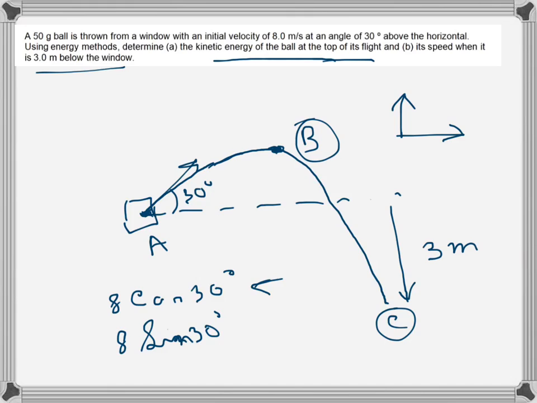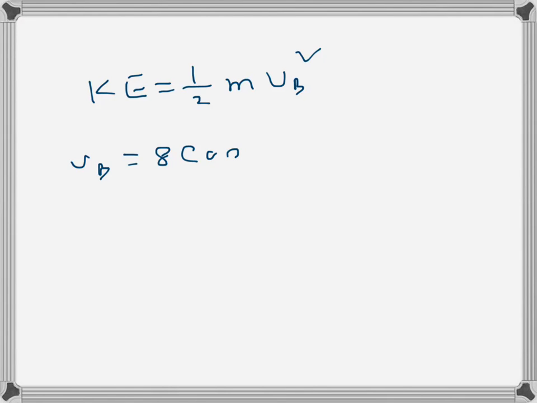The horizontal component stays the same throughout. So when it is at position B, the kinetic energy is KE equal to half m vB squared. M doesn't change, of course. Now vB is 8 cos theta, which is only the horizontal component, because the vertical component is 0, so that comprises the full velocity.